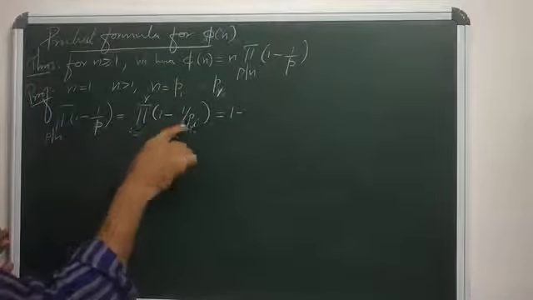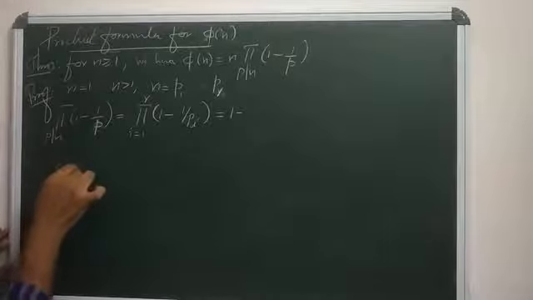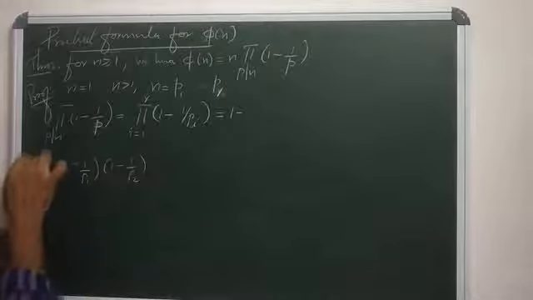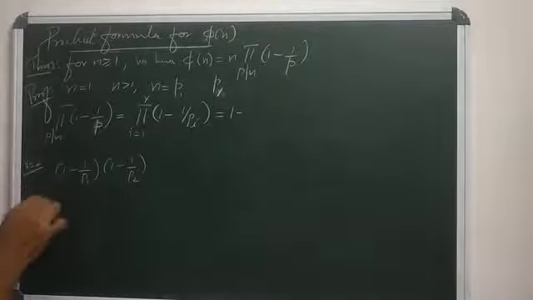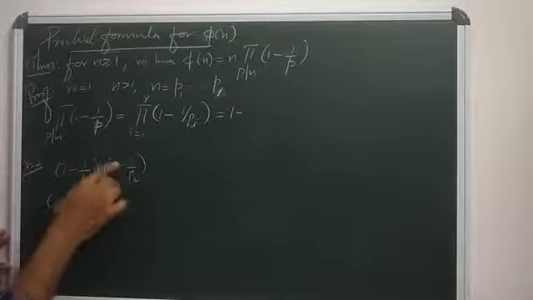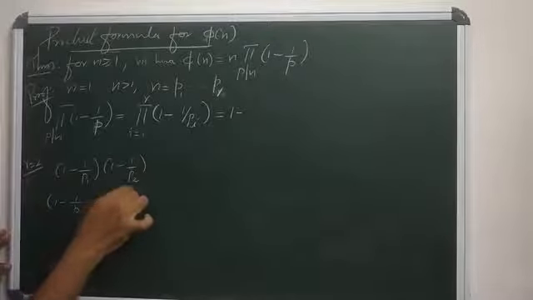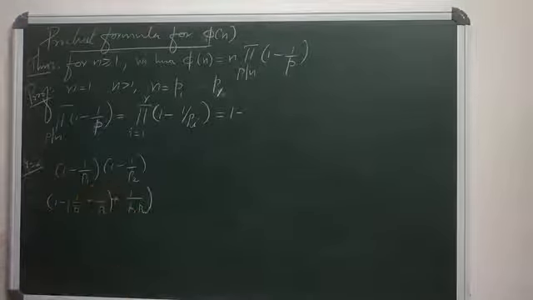Suppose r equals 2. What do you get? It is 1 minus 1 by p1 into 1 minus 1 by p2 when r equals 2. So you can expand it: 1 minus 1 by p1 minus 1 by p2 plus 1 by p1 p2. So it is 1 minus of 1 by p1 plus 1 by p2, plus 1 by p1 p2.